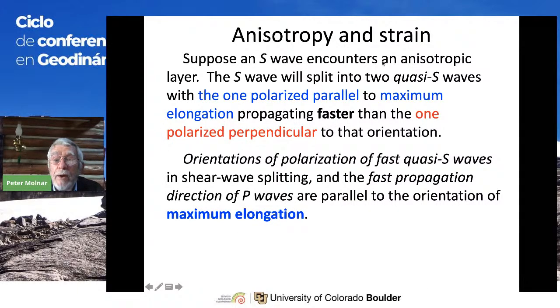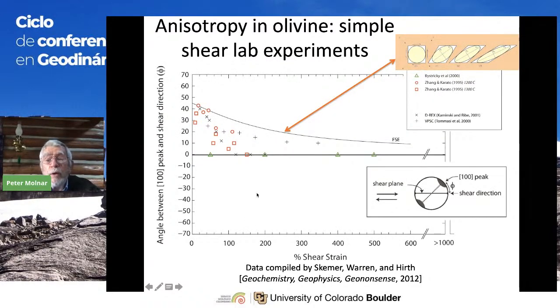So an S wave encountering an anisotropic layer will be split into two quasi S waves. The one polarized parallel to the maximum elongation propagates faster than the one polarized perpendicular. And this is saying kind of the same: orientations of polarization of fast quasi-S waves and shear wave splitting and fast propagation of P waves are parallel to the maximum elongation. Well, if one goes into the lab and measures this, one can strain olivine.